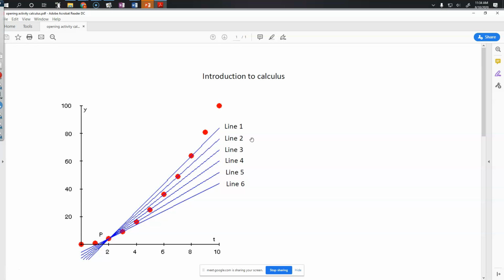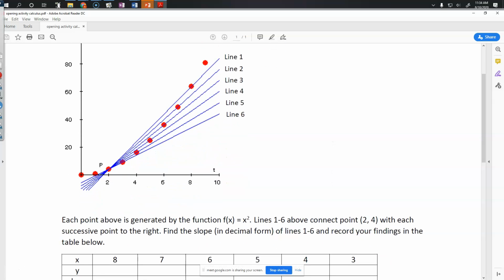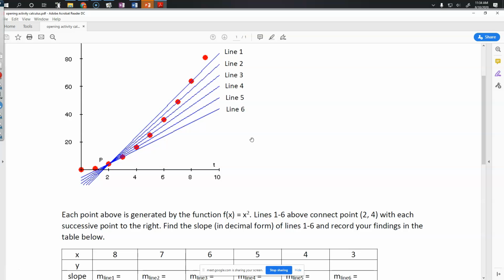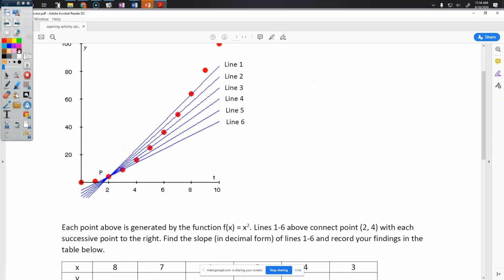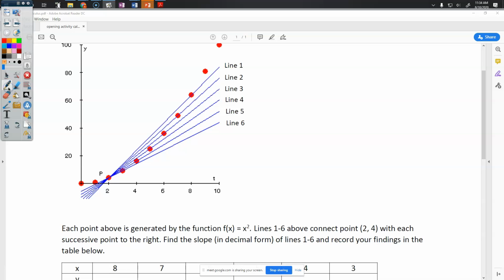So I'm going to get you guys started on this, and like I said, you guys are going to finish the rest. All right, so this is what I call Introduction to Calculus. We have a graph here. We'll talk about that in a minute, but let's read these directions. It says each point above is generated by the function f of x equals x squared. Every point up here comes from that function. So if f of x equals x squared, write that down.